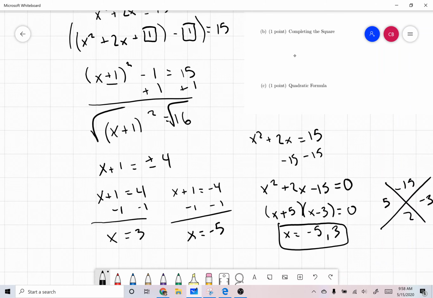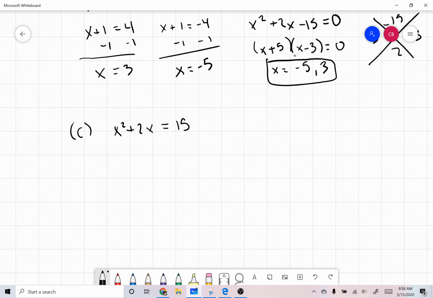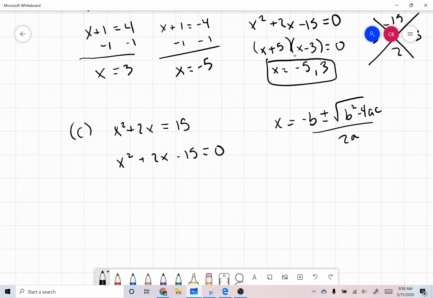And then the final way of doing this, x squared plus 2x equals 15. This was part B. This is part C, the quadratic formula. So we're going to use the formula. We have x squared plus 2x minus 15 is equal to 0. Remember, you cannot use the quadratic formula unless it's in this form. X is equal to negative b plus or minus the square root of b squared minus 4ac all over 2a.